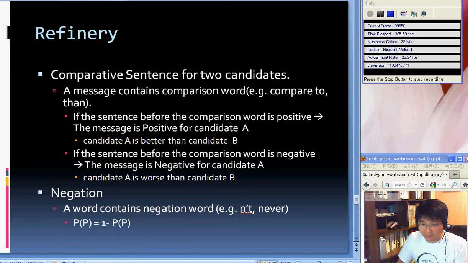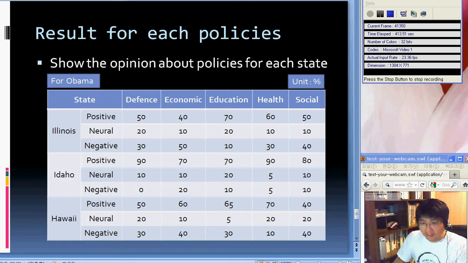And the second is for negation. If there's a negation word like not or never, the probability of a message to be positive is 1 minus the probability of event P. At last, here will be our result for the project. For each candidate, we are going to show the percentage of agreement in each state, and we'll have the top 5 aspects that are different as time changes.